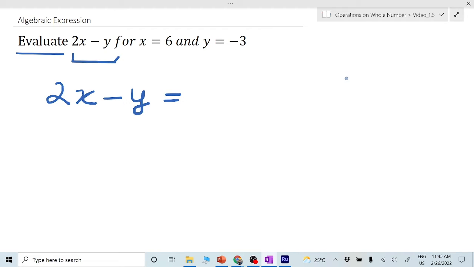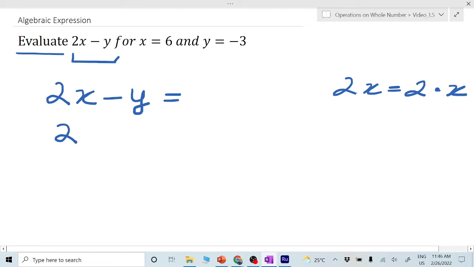So 2x, remember, 2x is the same as 2 times x. It's just a simplified way to show multiplication. So if x is 6, that's a given value here, I'm going to replace x by 6 there. Now, this minus sign belongs to the expression.